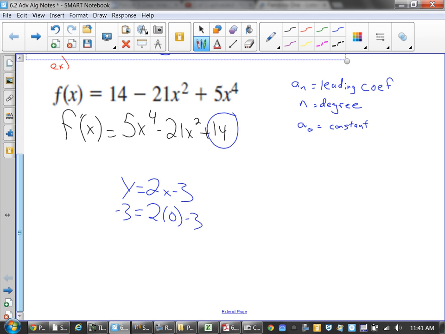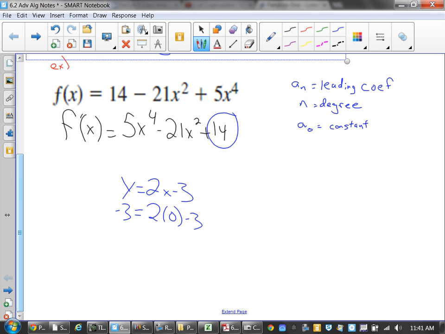So you're able to, no matter what, right away find one set of ordered pairs for a polynomial for graphing. I don't know what this graph is going to look like. I know it's a 4th degree polynomial, and I know it has a y-intercept of 14. That's all I know. Okay? Does that make sense?